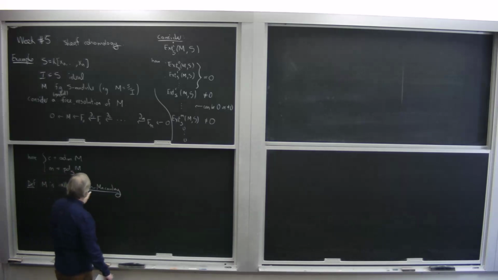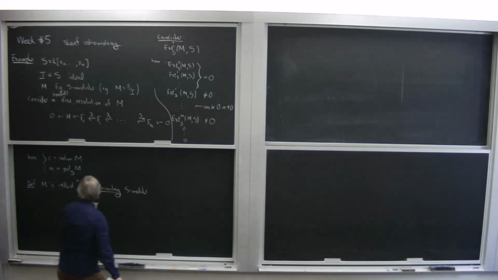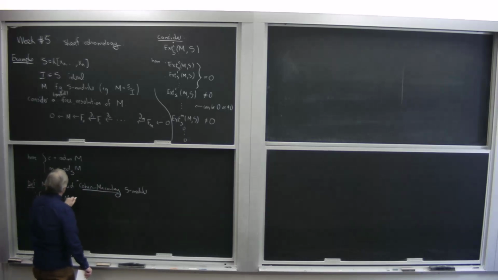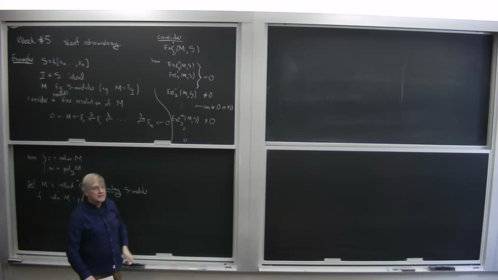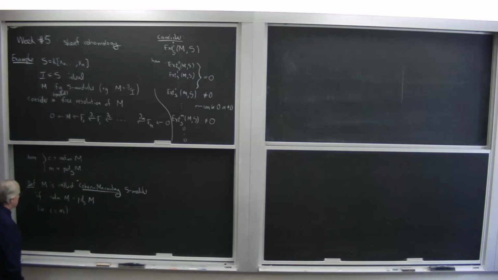It is called a Cohen-Macaulay S-module if these two are the same: the codimension of M is equal to the projective dimension of M. In other words, there's exactly one Ext that's non-zero. So, i.e., C is equal to the M above.